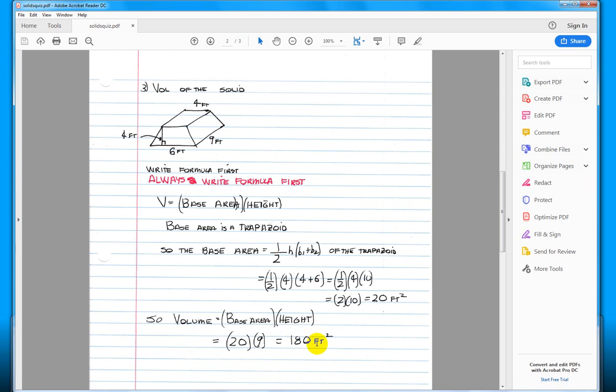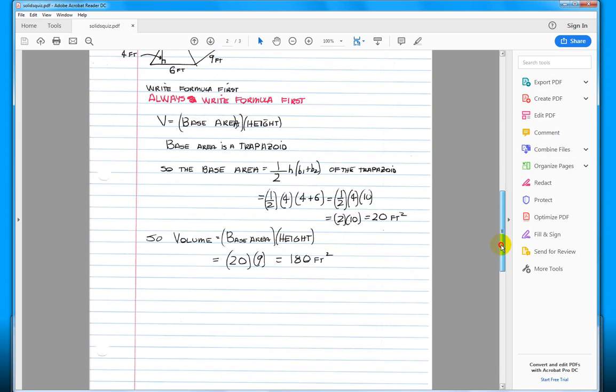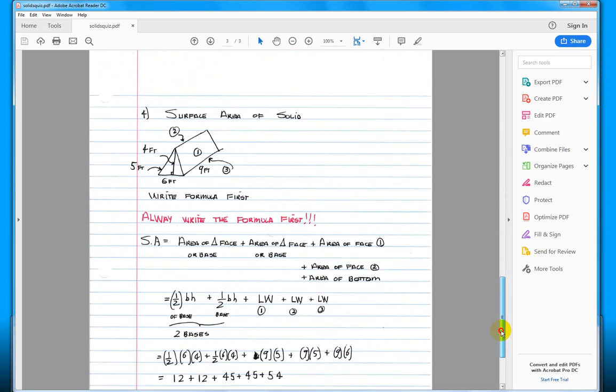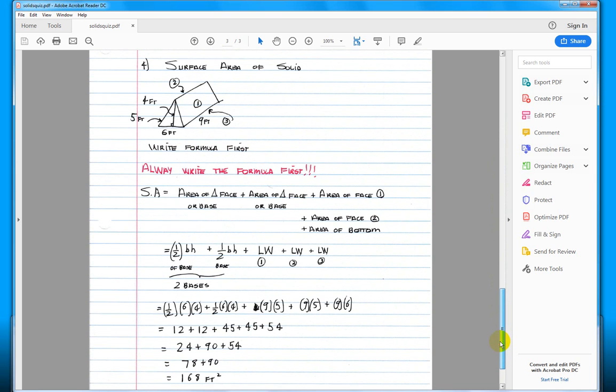And, oh, look at that, I made a mistake. It says 100 feet squared. It should be 180 feet cubed, okay? So that's a mistake. Sorry about that. It should say 180 feet cubed. Okay, moving on. At least I didn't make the mistake here. I should have put feet cubed here. That would have been fair, right?